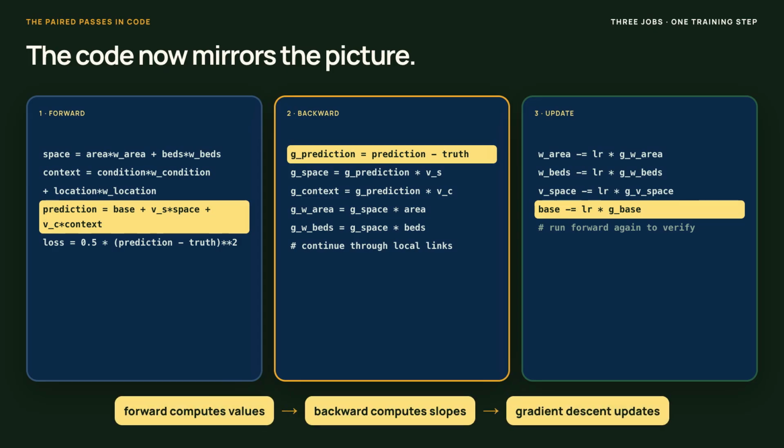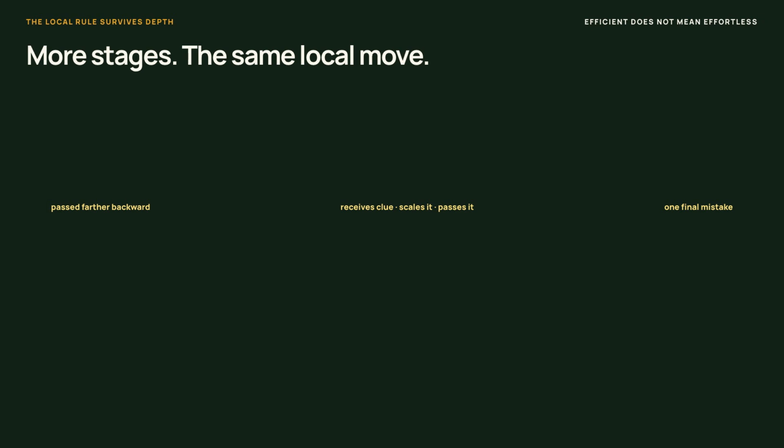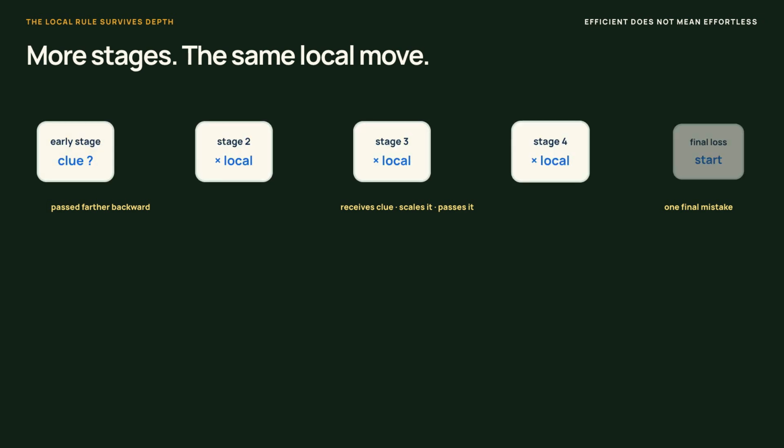Forward computes values, backward computes sensitivities. Gradient descent updates parameters. The full training step needs all 3 jobs, but they are not the same job. Our house model has only a few stages. A deeper model may contain dozens, hundreds, or far more. The total calculation becomes large, and keeping it stable becomes harder. But the local rule does not change. Each stage receives a useful clue from the stage after it, combines that clue with its own local influence, and passes the result farther backward.